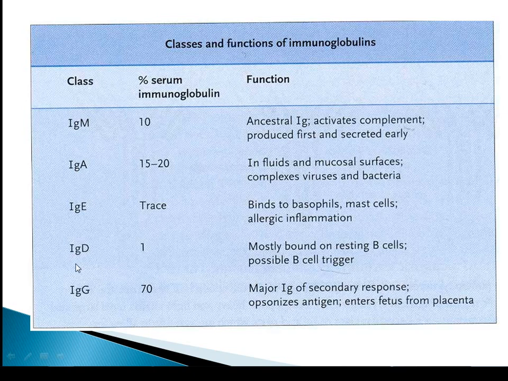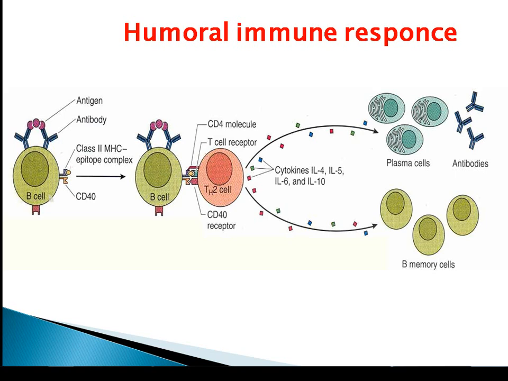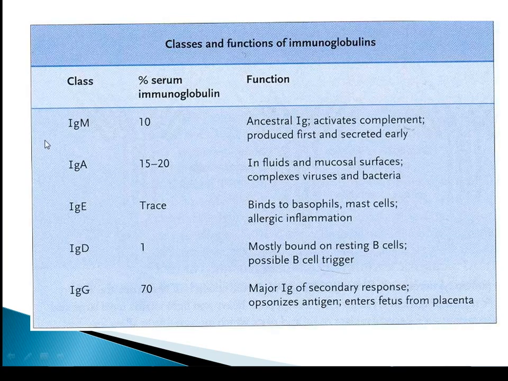We have 5 main classes of immunoglobulins or antibodies: immunoglobulin M, A, E, D, G. Each of them has its own functions and locations. Now, that is immunoglobulin M. It's the first antibody that is produced on the surface of the B lymphocyte. We have to know that the non-activated B cells will carry them on their surface.